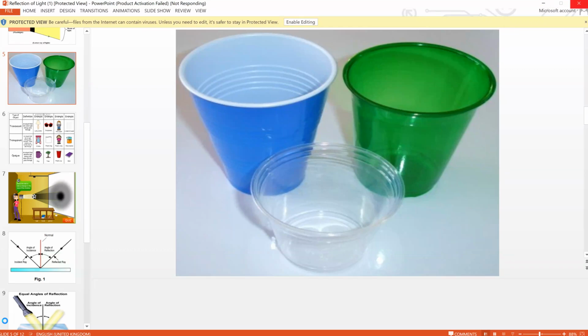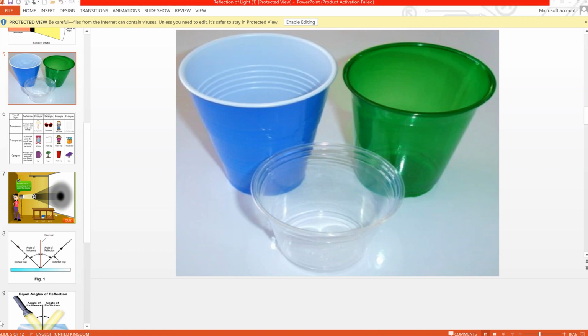Which one is the transparent object there? Which one is the translucent object there? Which one is the opaque object? Now you have to tell me. Ma'am, the clear glass is transparent. And the green one is translucent. And the blue one is opaque.